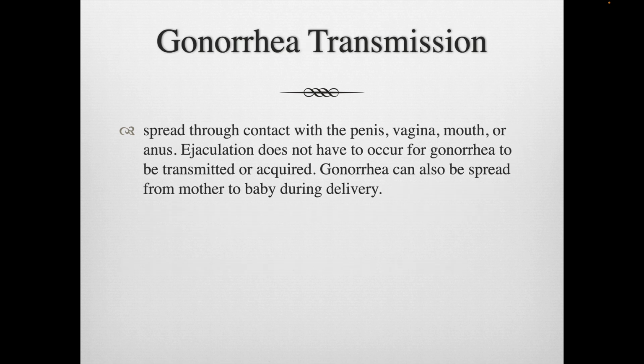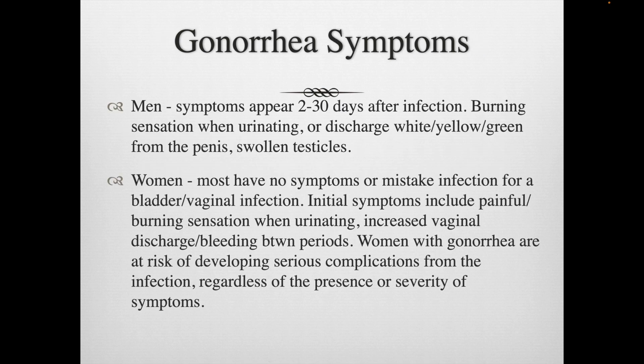It's spread through contact with the penis, vagina, mouth, or anus. Ejaculation does not have to occur for gonorrhea to be transmitted or acquired. Gonorrhea can also be spread from mother to baby during delivery. Symptoms for men may appear 2 to 30 days after infection: a burning sensation when urinating, or discharge, which could be white, yellow, or green, from the penis, and swollen testicles. Most women have no symptoms or mistake the infection for a bladder or vaginal infection. The initial symptoms include a painful burning sensation when urinating, increased vaginal discharge, and bleeding between periods.